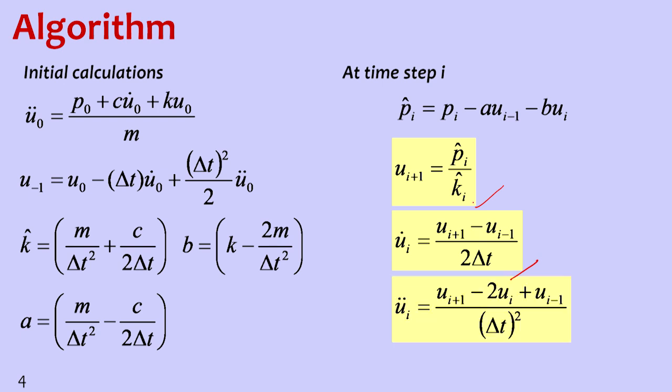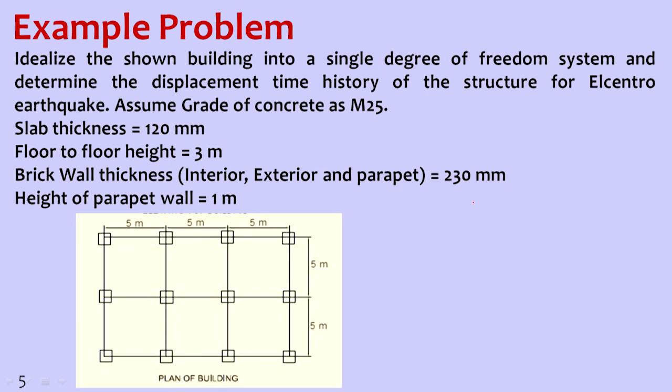And acceleration, similar to displacement, we have acceleration which is at time step i only. U double dot i is equal to u of i plus 1 minus 2 u i plus u i minus 1 by delta t whole square. So this is the algorithm that we have to follow. For this problem, we will be going through the different steps of the algorithm which we have discussed now.